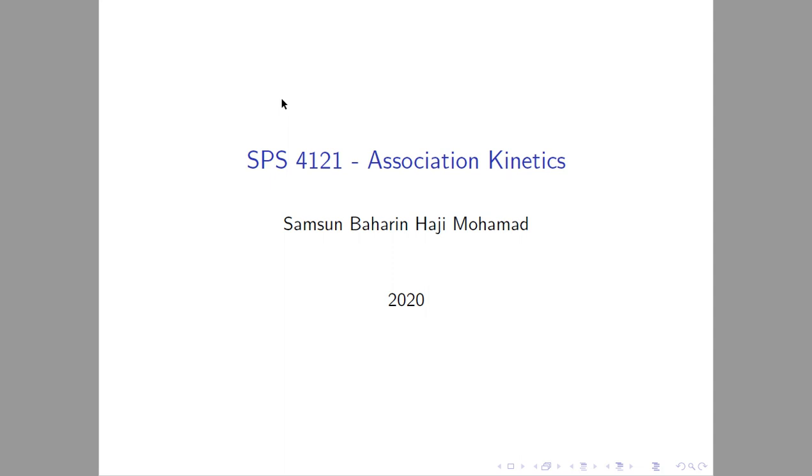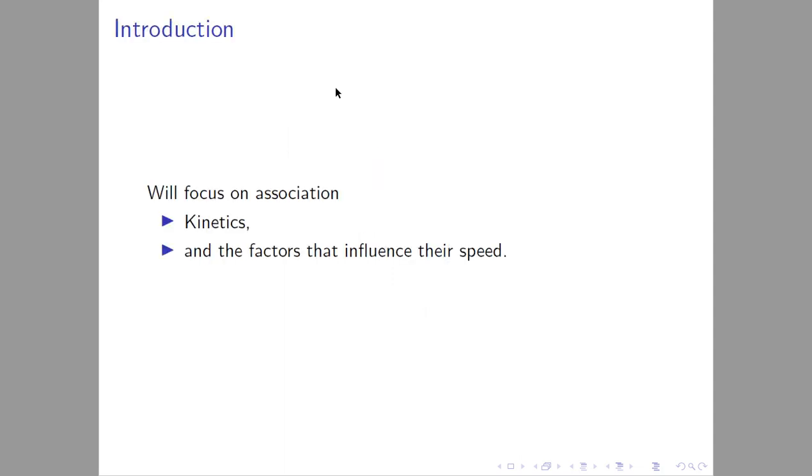After chapter number 4, we continue with chapter number 8, the association kinetics of the molecular. Here we will focus on the kinetics of association: how fast the association A plus B becoming C, or C becoming A and B again. We also will look at the factors that influence their speed. So what are the factors that will influence the speed of the reaction?